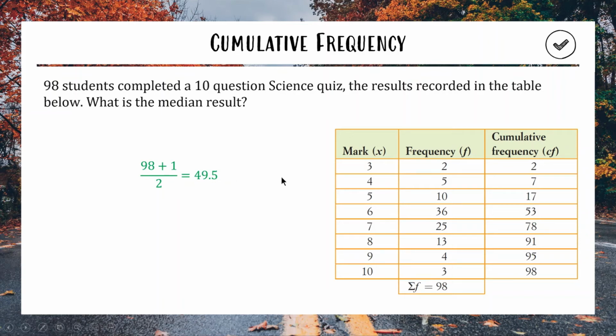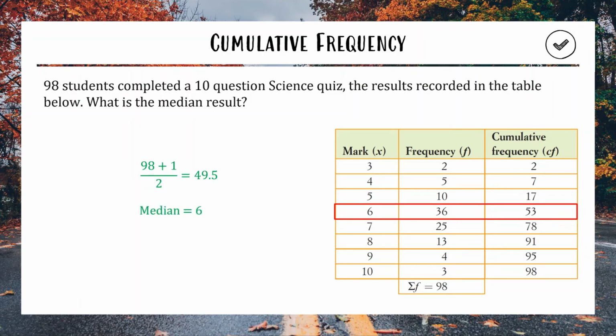So now this can be easier to find because we have our cumulative frequency column. So we can pretty easily see where the scores tick over into the 49th and the 50th. So we have 2 in the 3s, then the 4s bring us up to 7 scores, the 5s bring us up to 17, and now the 6s bring us up to 53. So by adding on all these 6s, we've gone past 49 and we've gone past 50. So both the 49th and the 50th score are going to be 6s, which means our median is also going to be a 6. And there we go, there's our median.